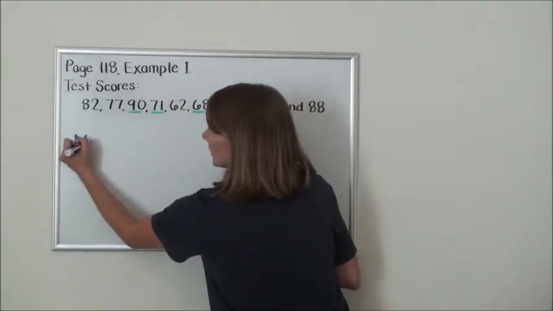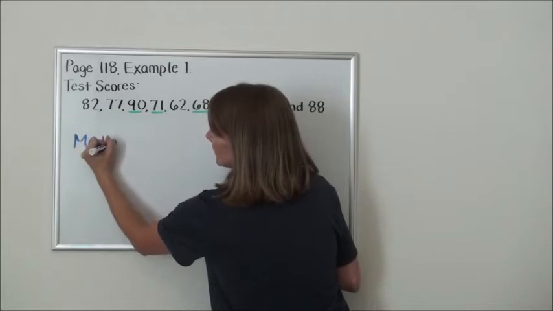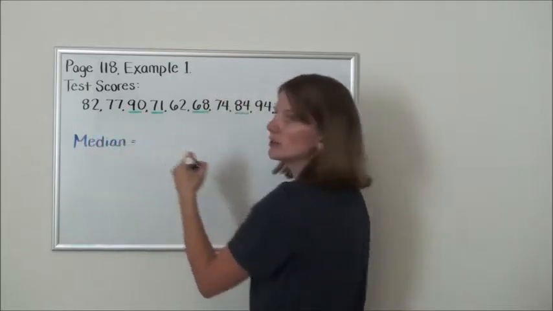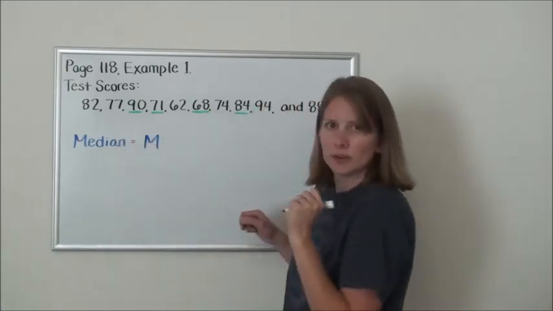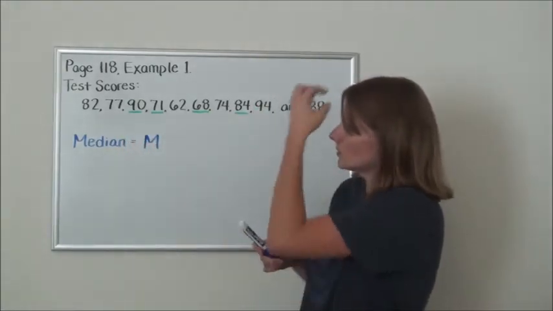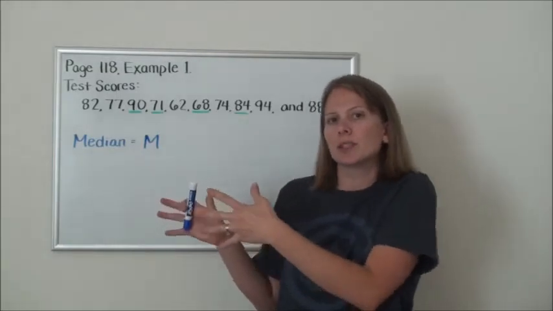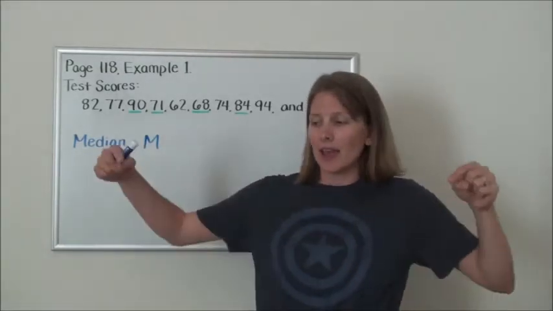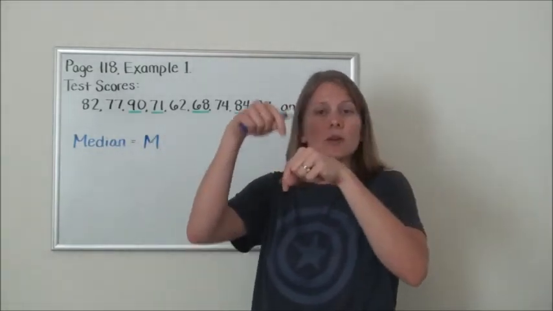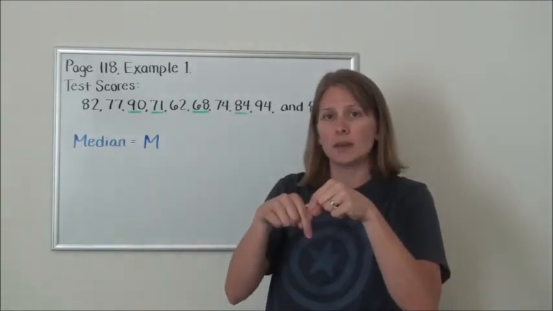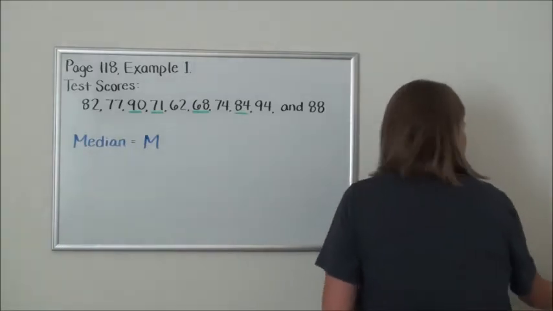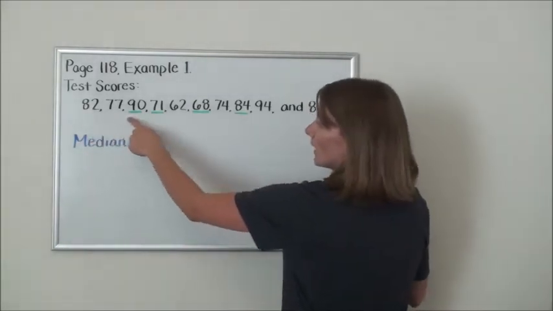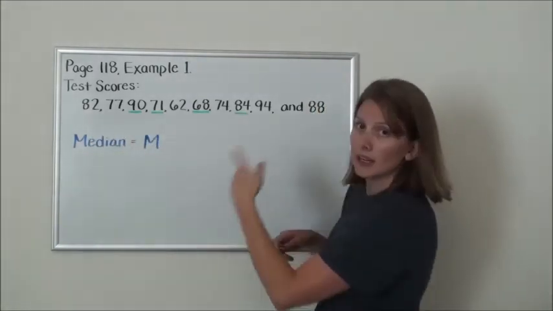For the median, it's the same symbol regardless of whether you're doing a population or a sample. We use a capital M to stand for median. And what we're supposed to do is put these numbers in ascending order and basically count our way towards the middle. And whatever the value is that's right in the middle, that's going to be our median. So what I need to do in this example is rewrite these 10 values in ascending order.